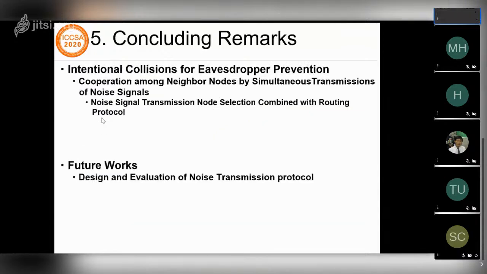Now, I would like to summarize my presentation. For secure ad hoc networks, we propose an introduction of noise transmission neighbor nodes, which cause intentional collisions with the data message at eavesdropper nodes. We clarify the condition for noise transmission neighbor nodes, design their determination protocol, and evaluated the coverage. Thank you very much for your attention.